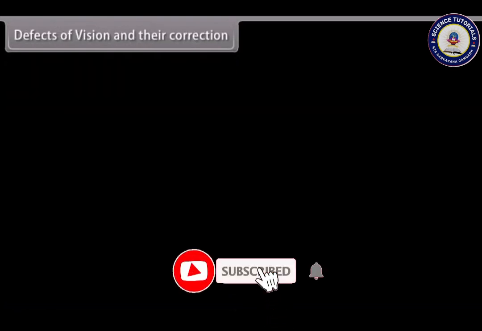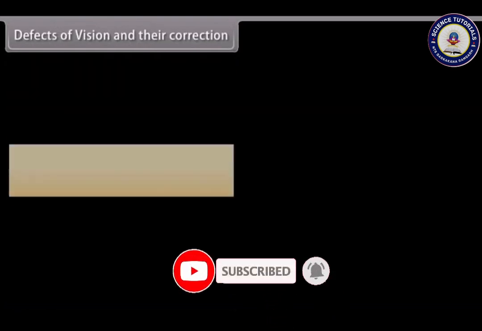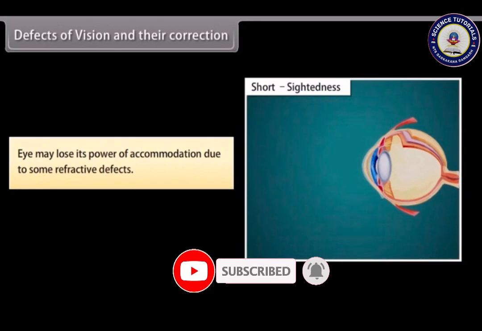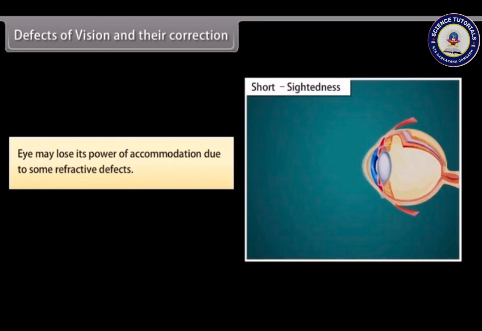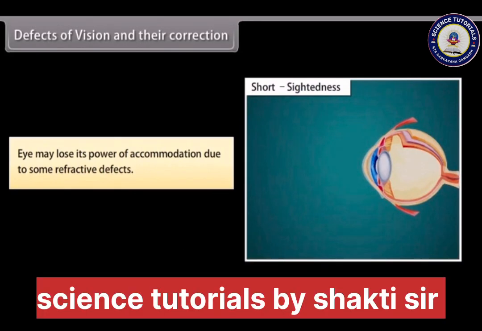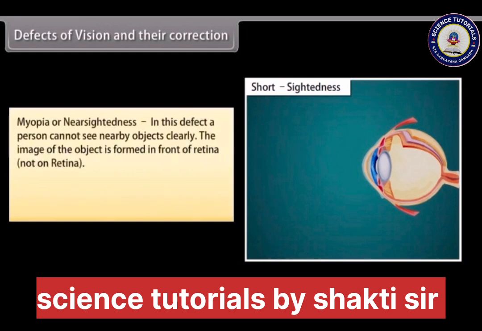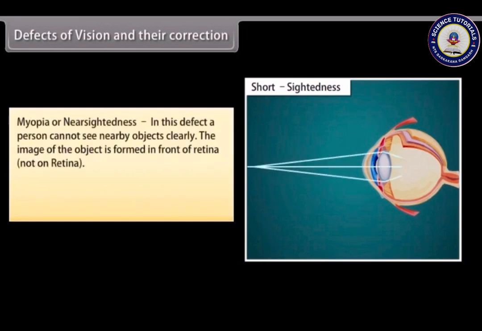Defects of vision and their correction. The eye may lose its power of accommodation due to some refractive defects. There are 3 such defects. Myopia or nearsightedness. In this defect, a person cannot see distant objects clearly.